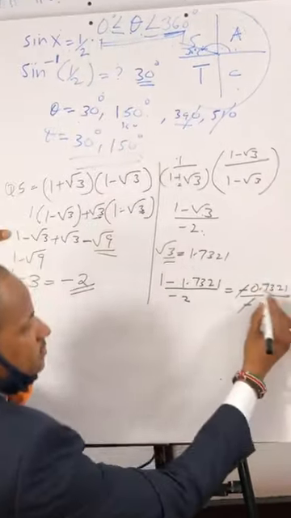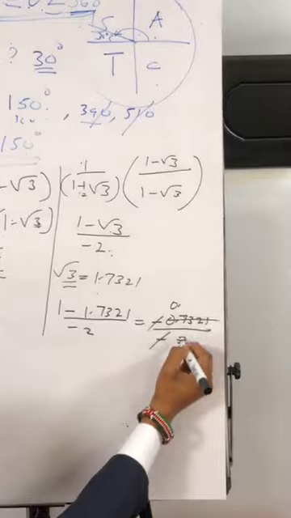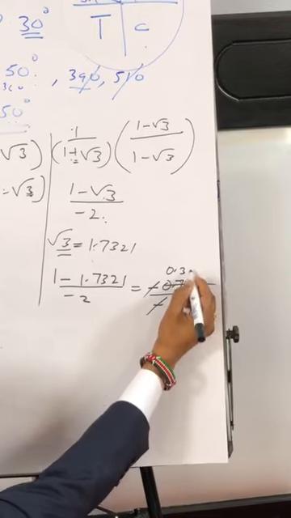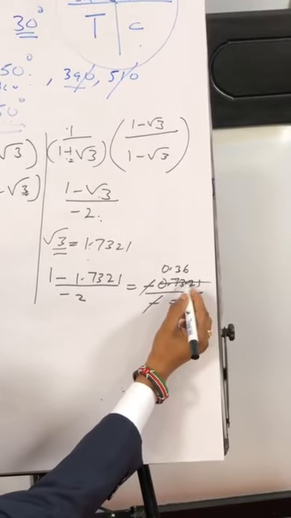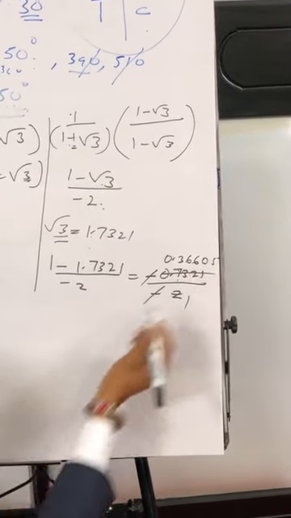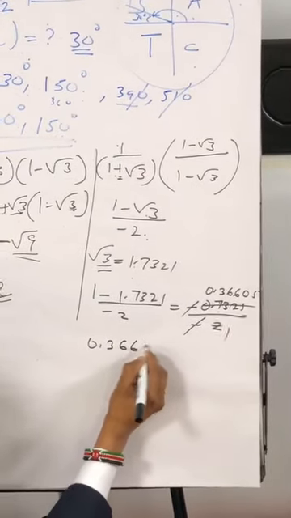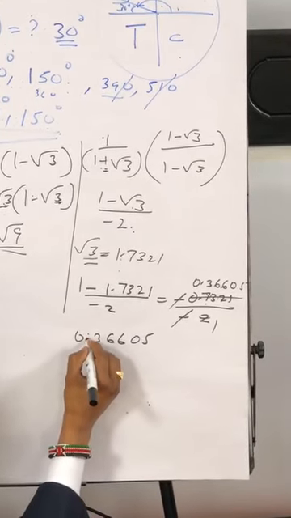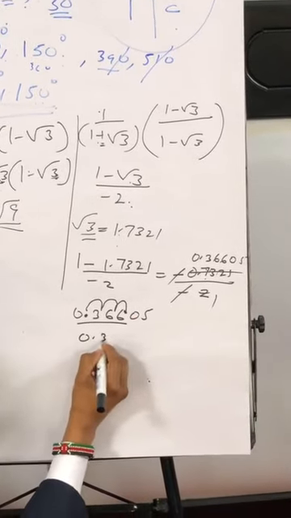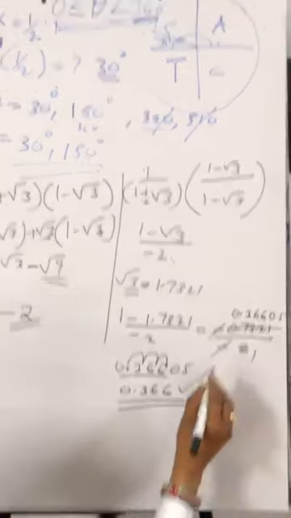You use a calculator, or we can just divide. So they want us to get our value to 3 significant figures. You stand from where there is the decimal point, and you count 1, 2, 3. Where 3 is, that is our answer, 0.366. We are done with it.